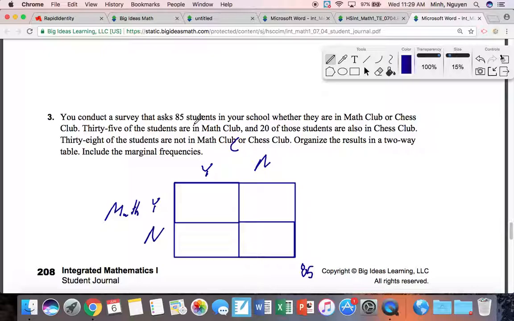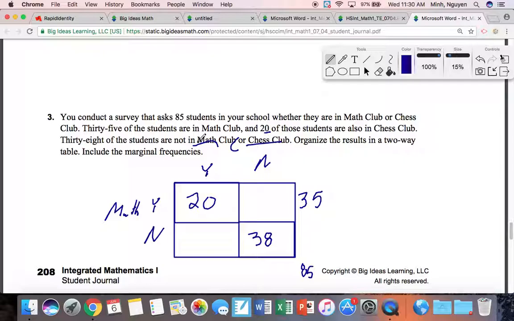35 of the students are in math club, so math club, yes, 35 total. And 20 of those students are also in chess club. That means 20 are in both. 38 of the students are not in math, or 38 neither. Organize the results in a two-way table, include the marginal frequencies.